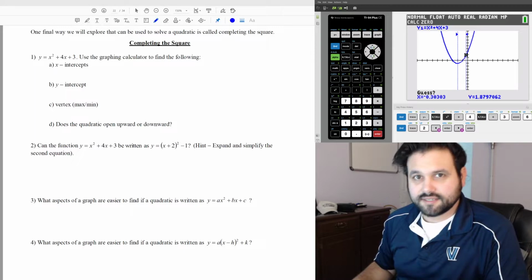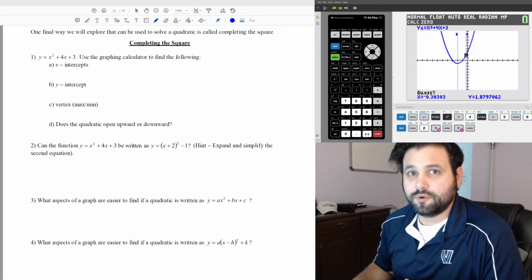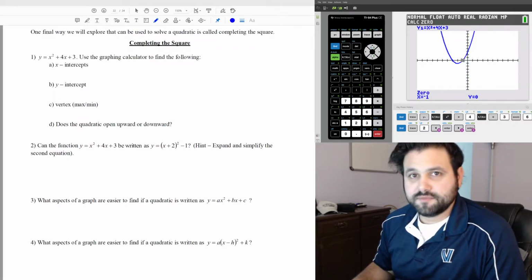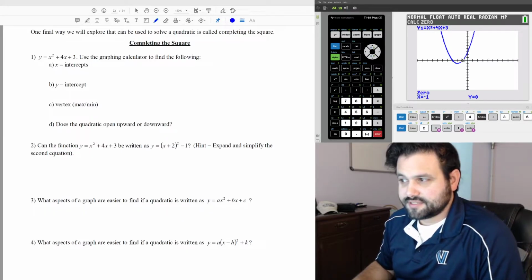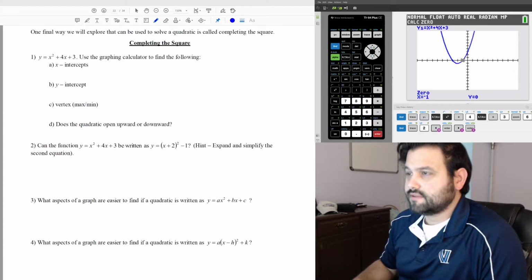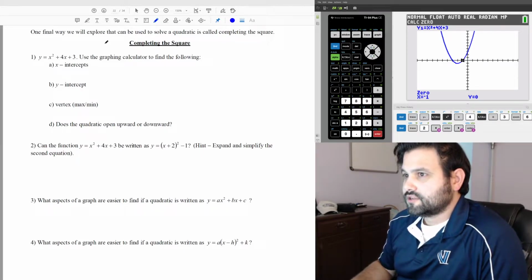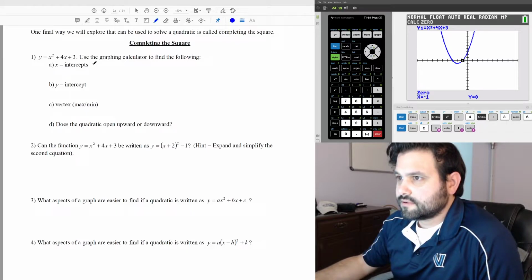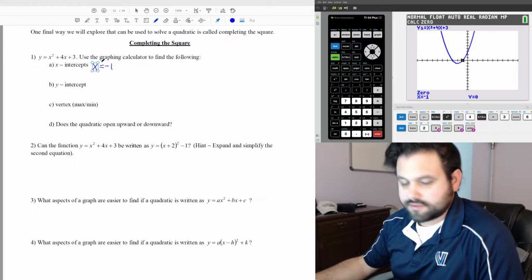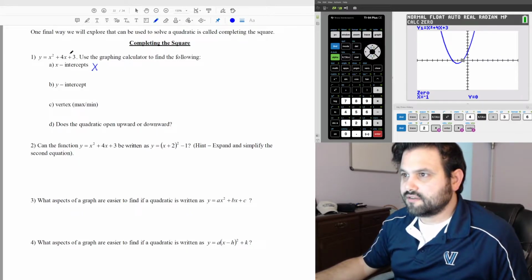It'll ask me to guess. I don't have to do that. I can just hit enter one more time. And it gives me the zero. So the first zero here is x equals -1. That's when the function equals 0. So one of my x-intercepts is x equals -1. So let me take that off. So x equals -1.